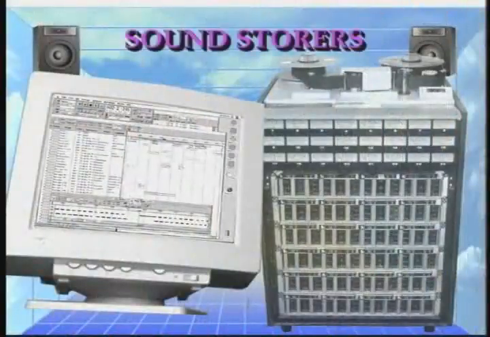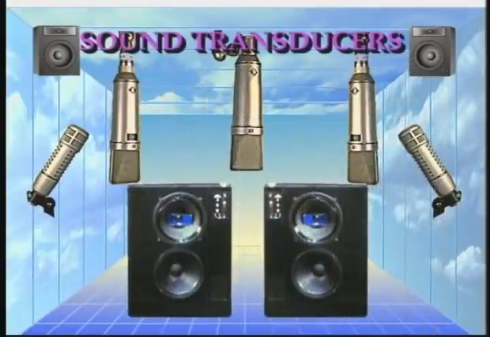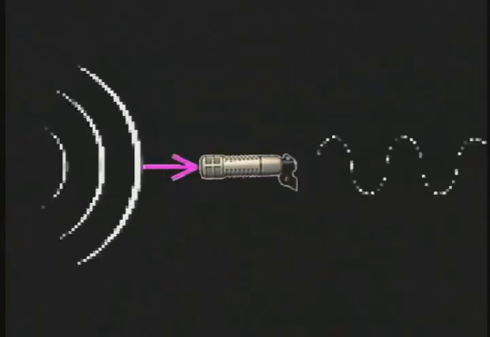Sound storers store sound. Tape players store digital or analog sound. Sequencers store MIDI information. Sound transducers are equipment that take one form of energy and change it into another form of energy. Microphones take mechanical energy or sound waves and change them into electrical energy. Speakers take electrical energy and change it into mechanical energy or sound waves.